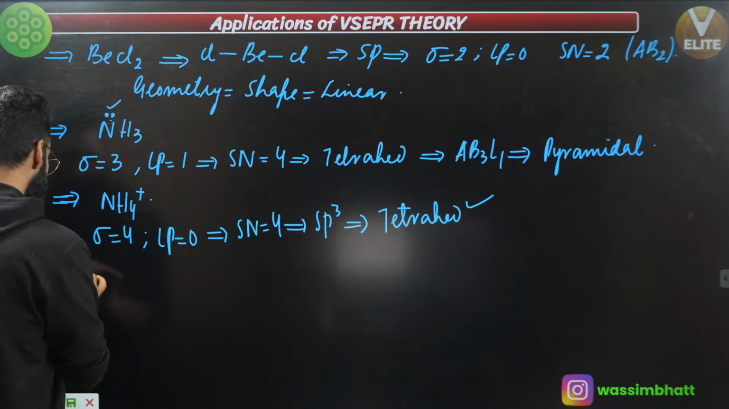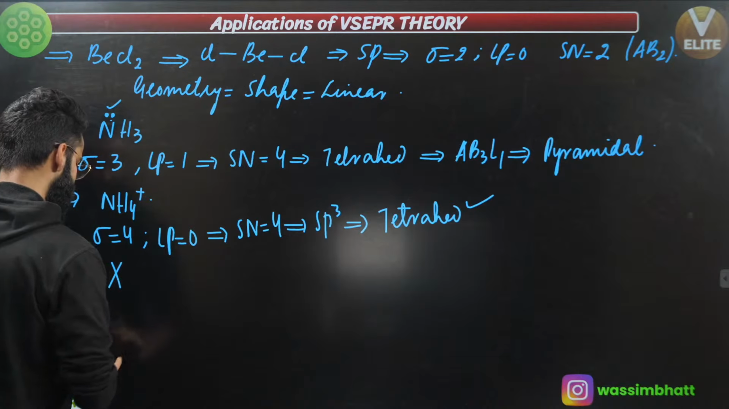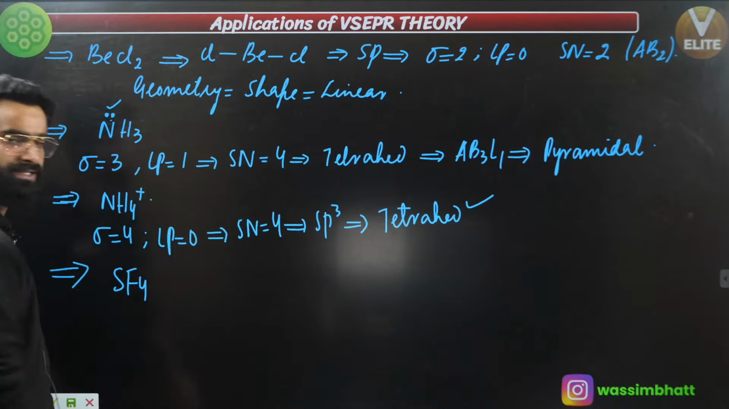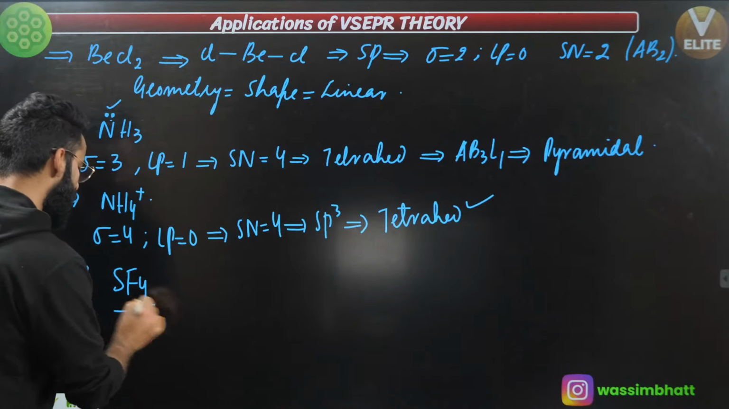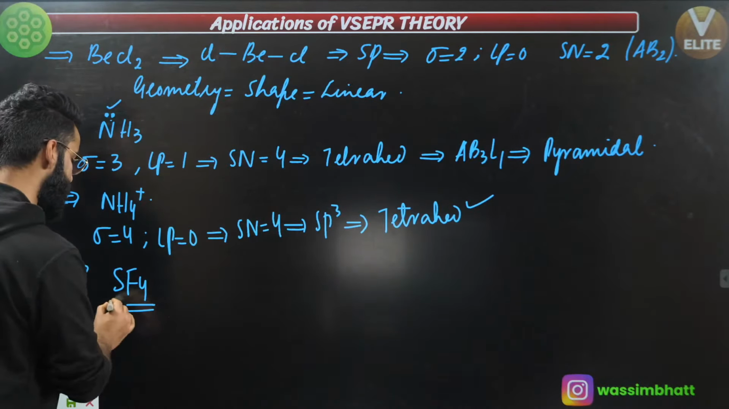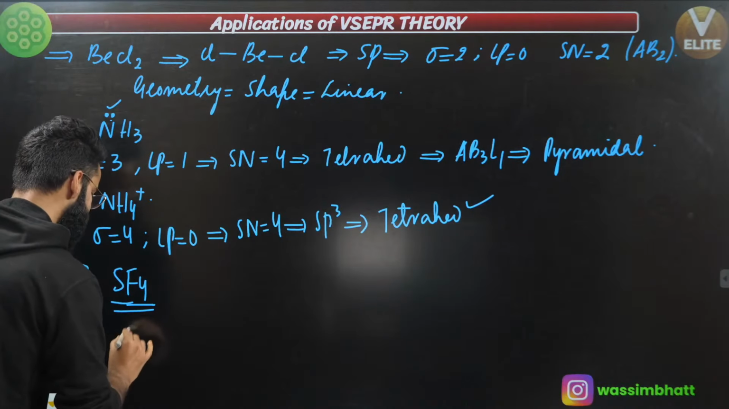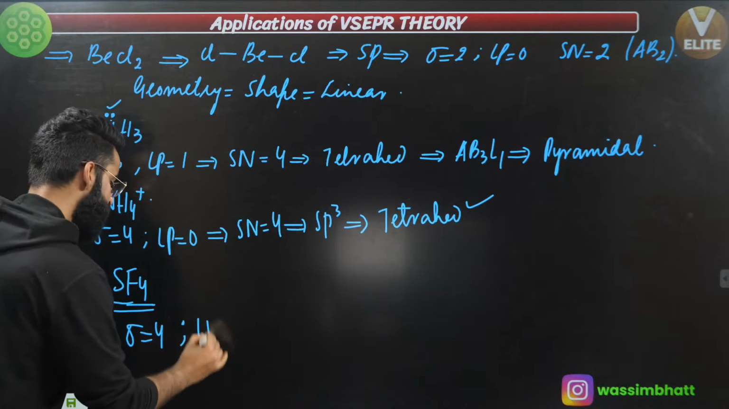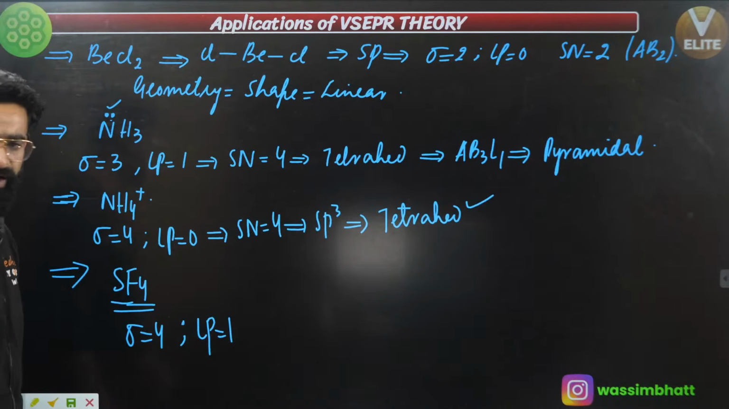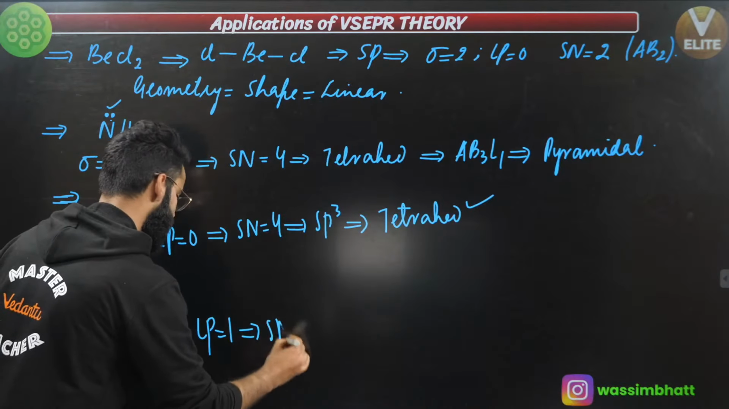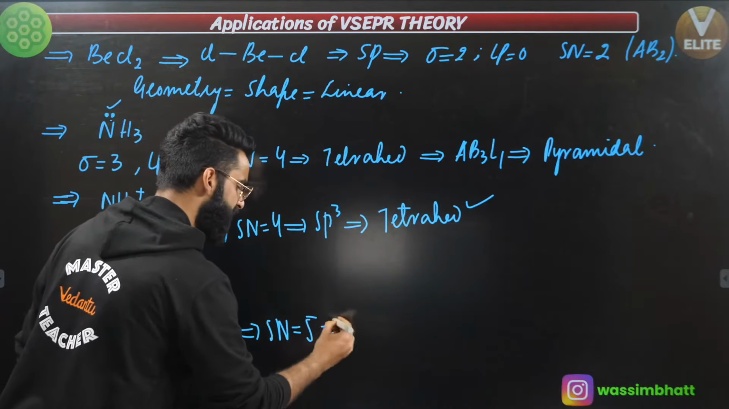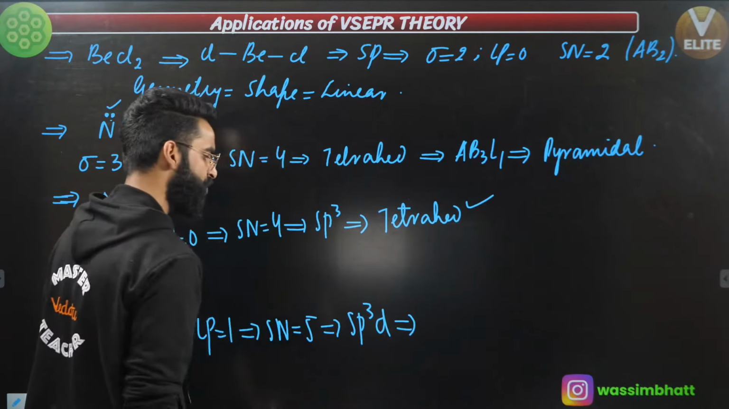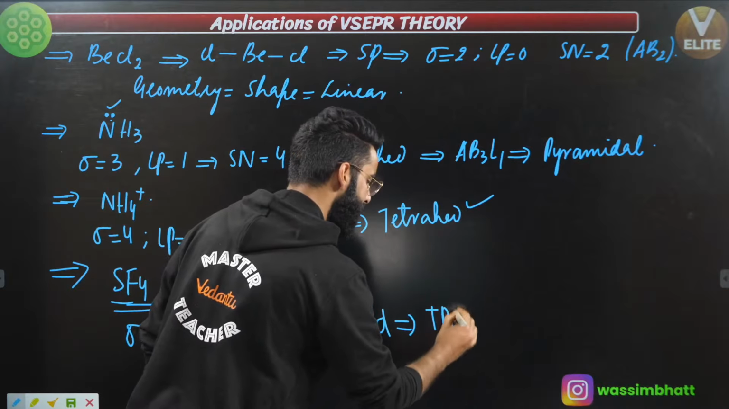Correct. Let me give you a few more examples. Let's say I've got something as SF4. In case of SF4, if I ask you about whatever information you want to give about SF4, you can do that. First thing, how many sigma bonds? 4 sigma bonds. How many lone pairs? 1 lone pair on sulfur, right? The steric number is 4 plus 1, 5. If the steric number is 5, what is the hybridization? Hybridization is sp3d. If hybridization is sp3d, what is the geometry? Geometry is trigonal bipyramidal.